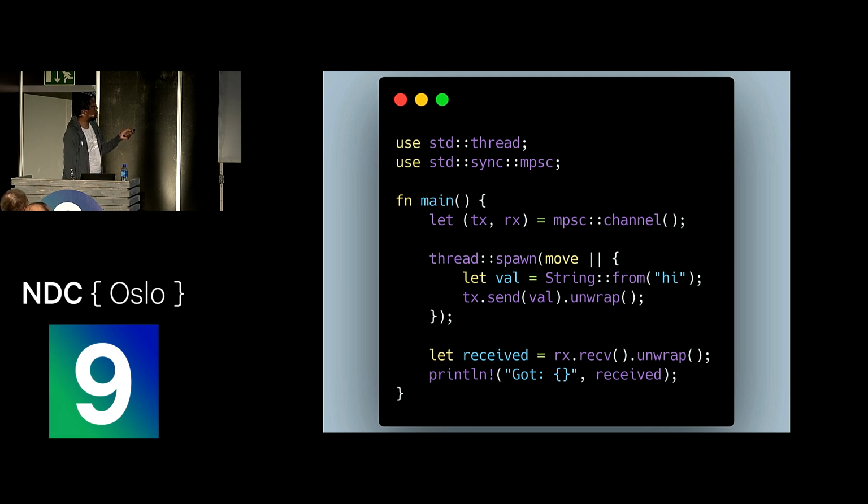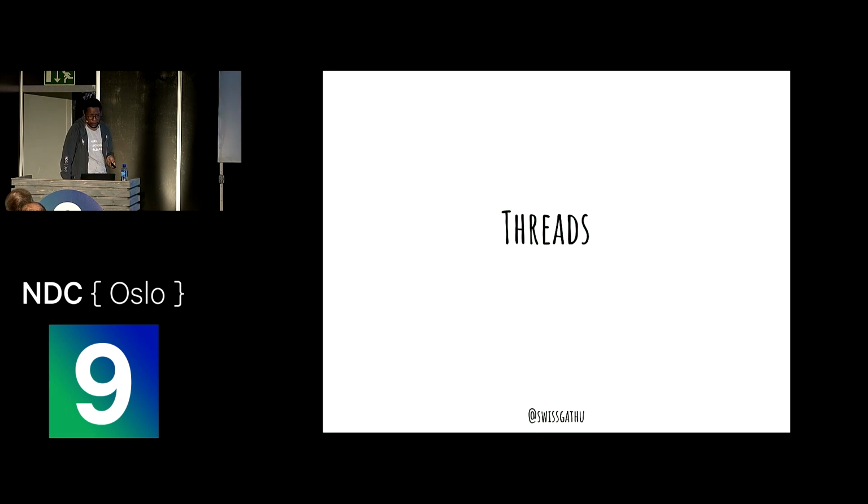This thing in the standard library is simply a multiple producer, single consumer channel. What it means is you can have multiple transmitters, but only one receiver. So you can spawn as many threads as you want, clone the transmitter and pass it to them, and then get the results as they come. There's also a third-party library that implements multiple producers and multiple consumers.